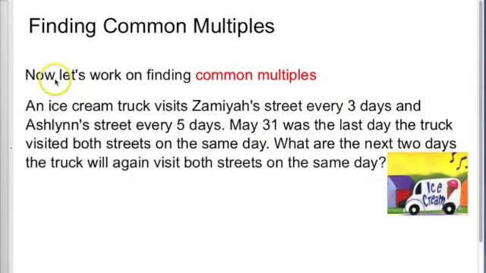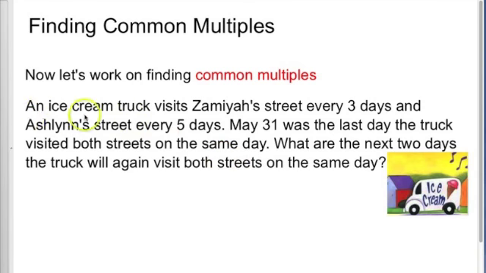Now let's work on finding common multiples. When we are looking to find common multiples, the easiest way to explain it is that we are going to be looking at skip counting. So this is something that you've already done as well. You know how to skip count.